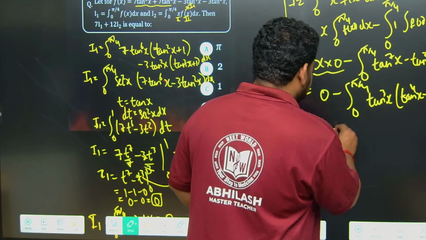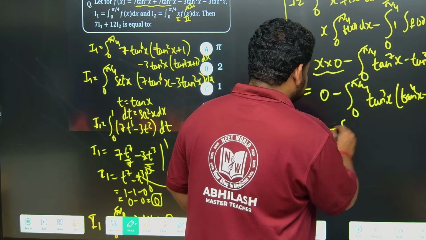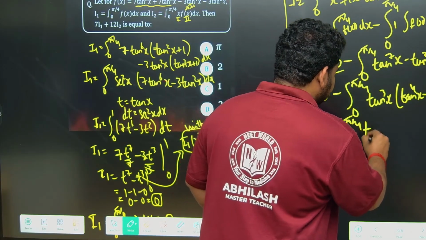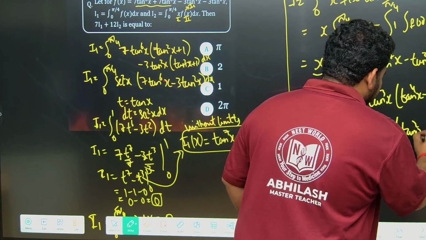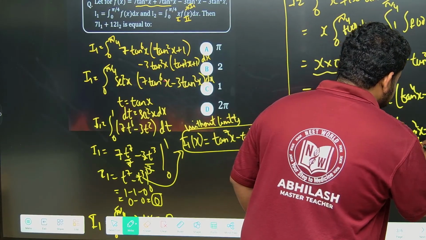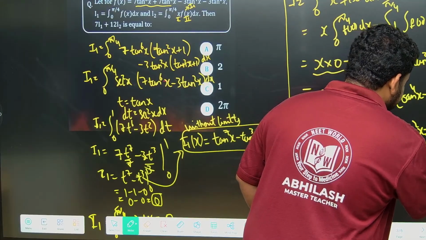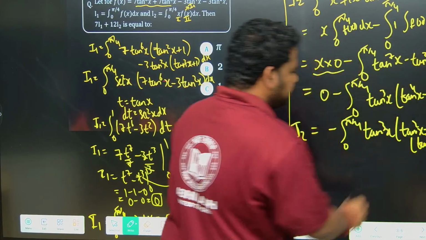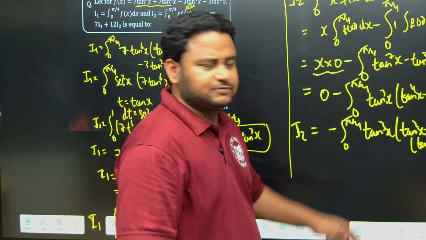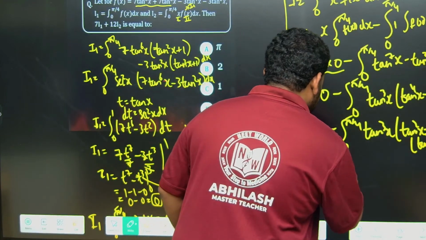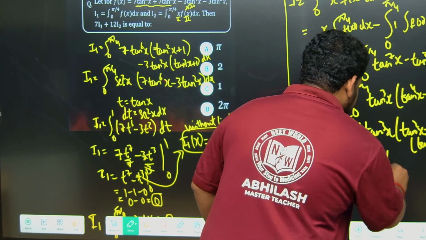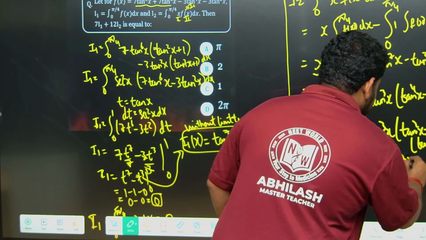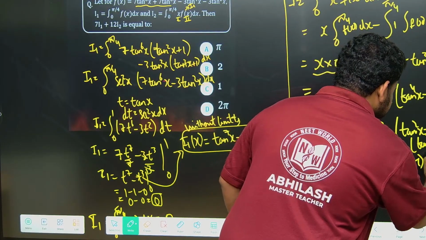So I can write this as minus 0 to pi by 4, this is I2, tan cube x into tan square x minus 1 into tan square x plus 1 dx. Now tan square x plus 1 dx is nothing but secant square x. So this will become minus 0 to pi by 4 tan cube x into tan square x minus 1 into secant square x dx.